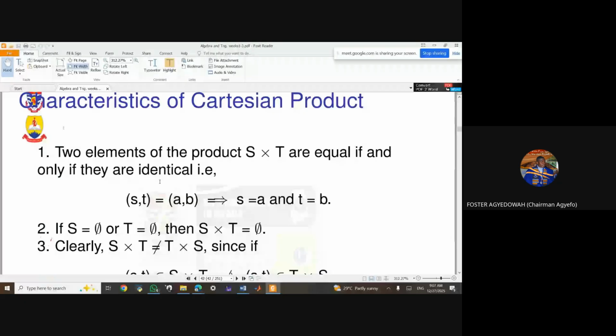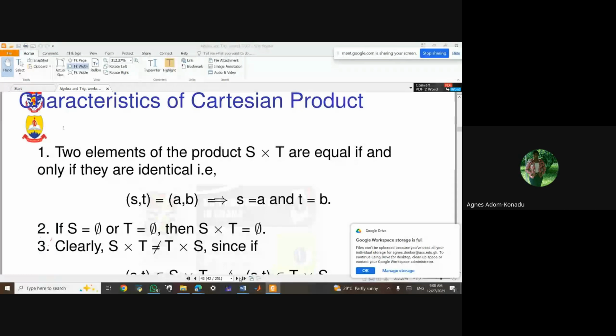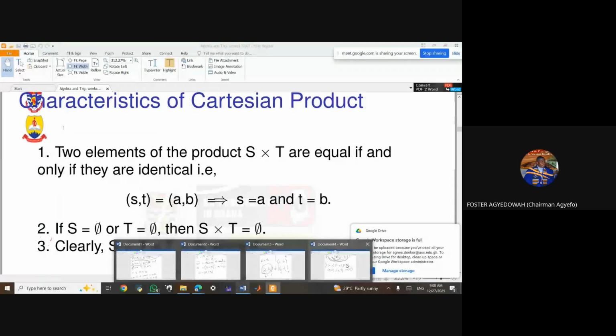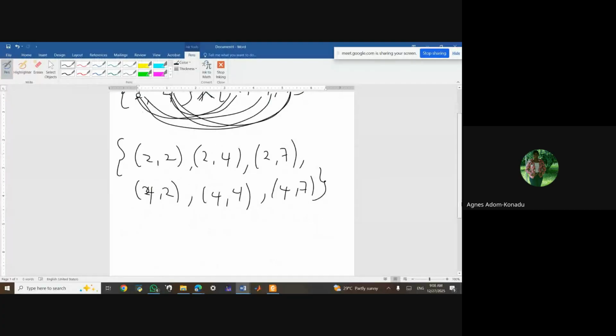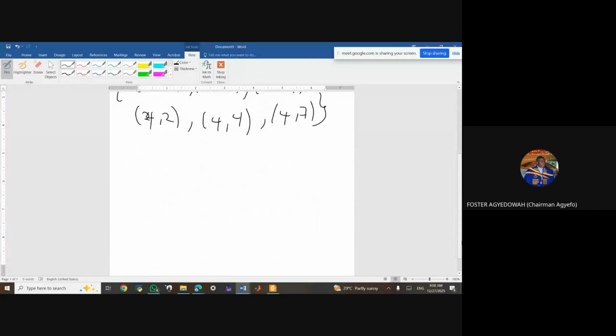Madam, in a situation where the set containing 3 elements comes before the set that contains 2 elements, what do we do? Foster, you should be able to do this. It's the same thing. I can bring the 3. So 2, 4, 7 cross 2, 4.